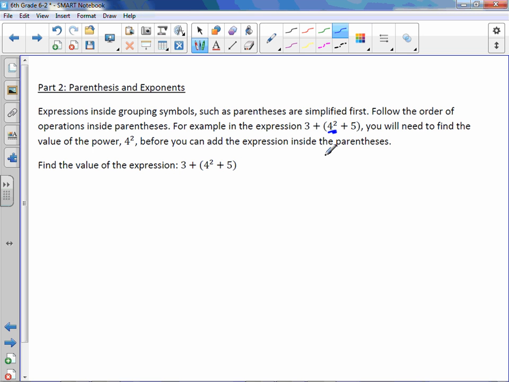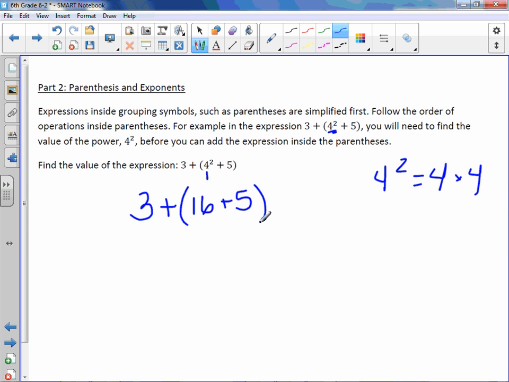Again, we need to do the 4 squared first. Remember, 4 squared is the same as 4 times 4. And 4 times 4 is 16. So bring down the 3 plus, parentheses. I'm renaming 4 squared as 16. And bring down that plus 5. I still have parentheses, and I didn't write out my steps. Let me write those out. I still have parentheses, which means I still have to do them.